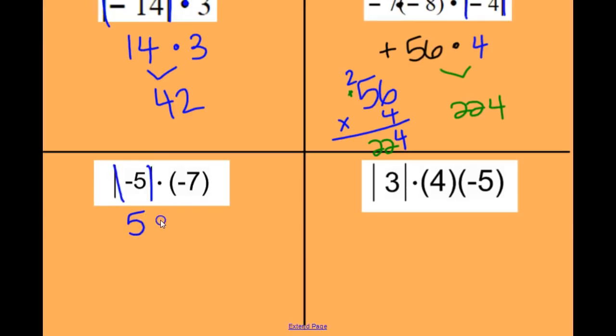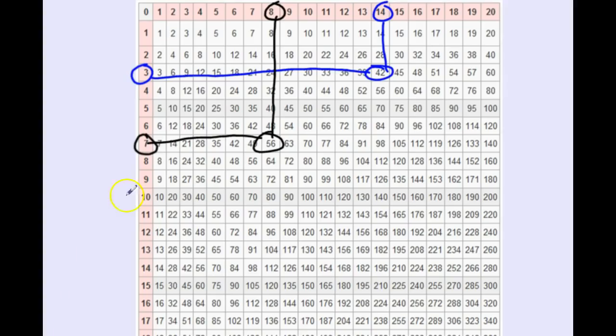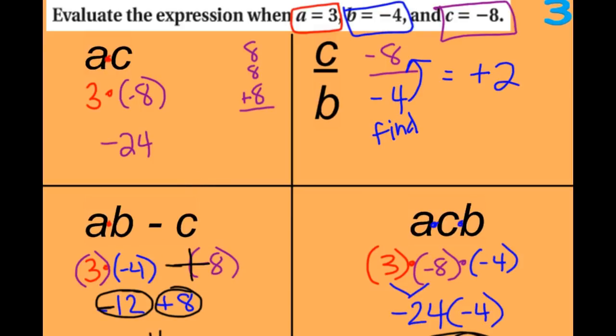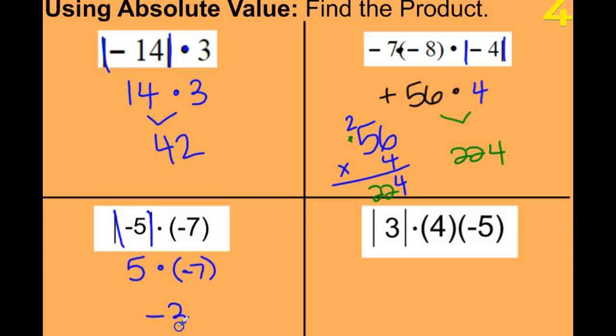So the next two, absolute value of negative 5 comes out clean. It's just 5 times, these are just parentheses, negative 7. Happy and grumpy, they don't get along. 5 times 7, here's 5, here's 7, should give us 35. Keep going the wrong way. Whoa, too far. Negative 35.